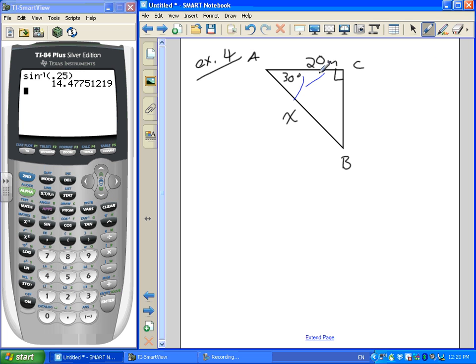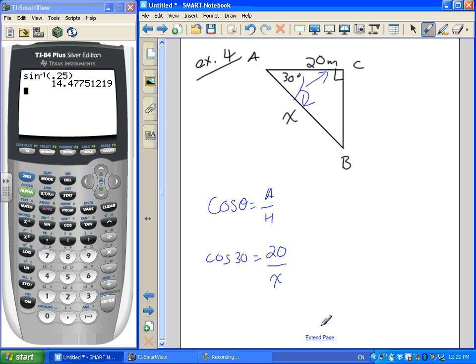Cosine. I have the adjacent and the hypotenuse. So cosine theta is equal to adjacent over hypotenuse. Cosine, now theta is 30 degrees. The adjacent side is 20, and the hypotenuse is x.